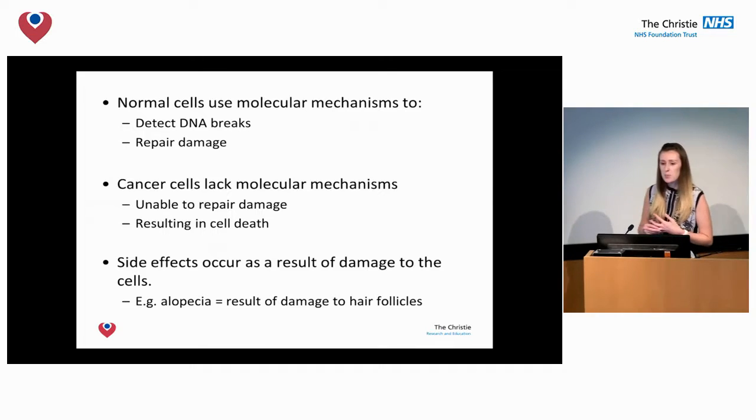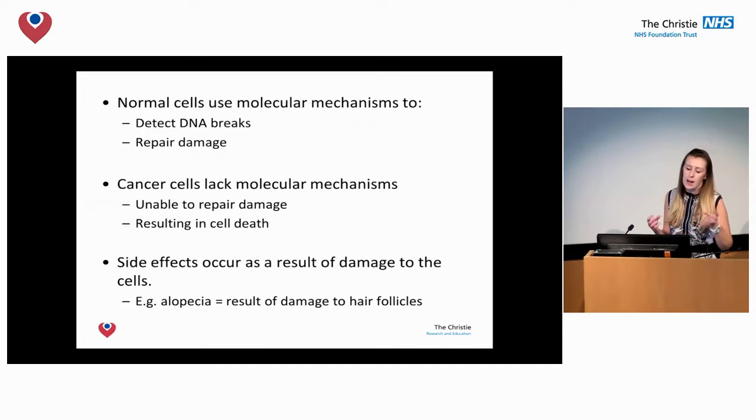We get side effects because of the damage to these cells, and that's why, for example, we get alopecia: because the hair follicles are affected by the radiotherapy, and so the hair then falls out, hence the alopecia. If, for example, we treat other areas of the body, such as bowel cancer, we can get diarrhea or loose stools as a result of the cells within the bowels being affected.